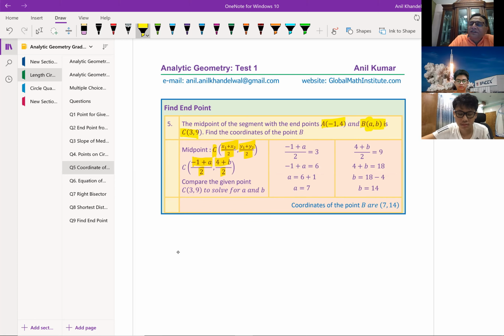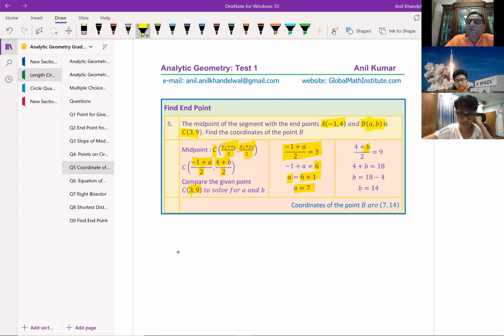But we are given what c is, the coordinates are 3 and 9. So you can now equate (-1 + a)/2 to 3 and (4 + b)/2 to 9. Writing this, we get (-1 + a)/2 equal to 3. We can now rearrange, cross multiply, you get 6, take 1 to the other side, so the value of a comes to 7, which is 6 plus 1.